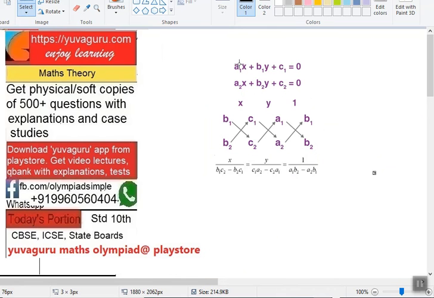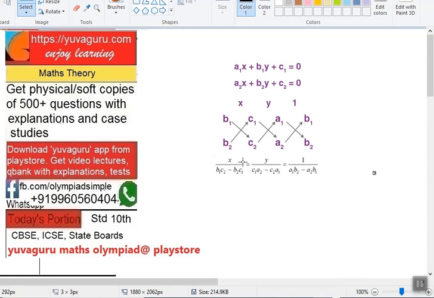Now the third, the cross multiplication method. See this. This is a bit tougher one to understand, but it's mostly used everywhere because it gives the solution to any problem. a1x plus b1y plus c1 equals 0, a2x plus b2y plus c2 equals 0. These are numbers a1, a2, b1, b2, c1, c2. So how to solve this now?